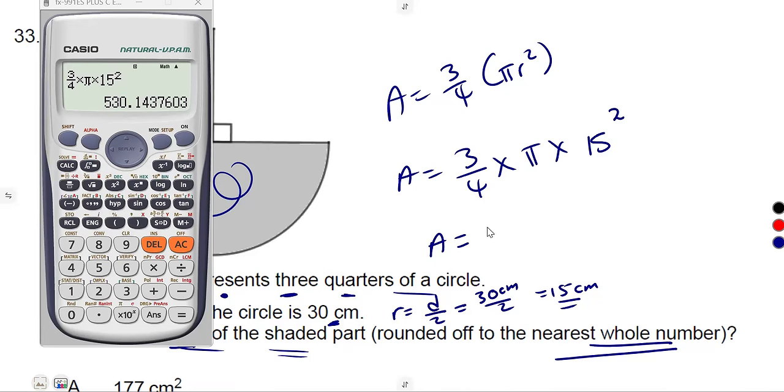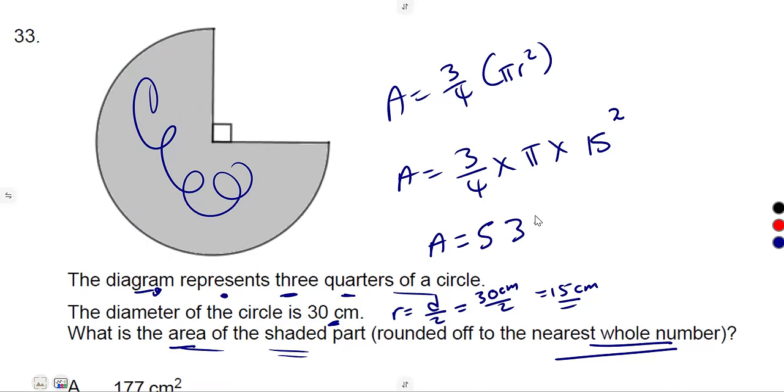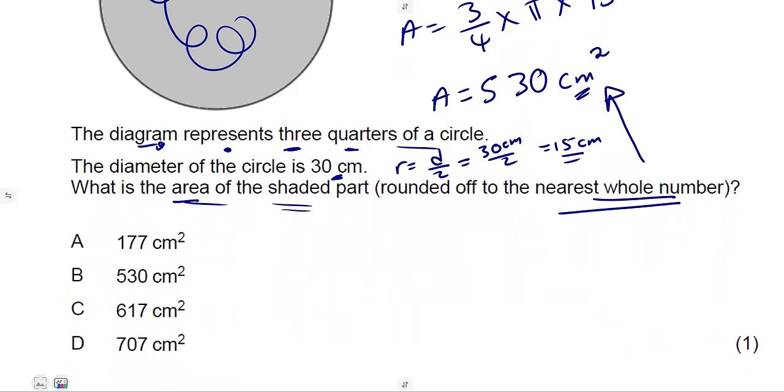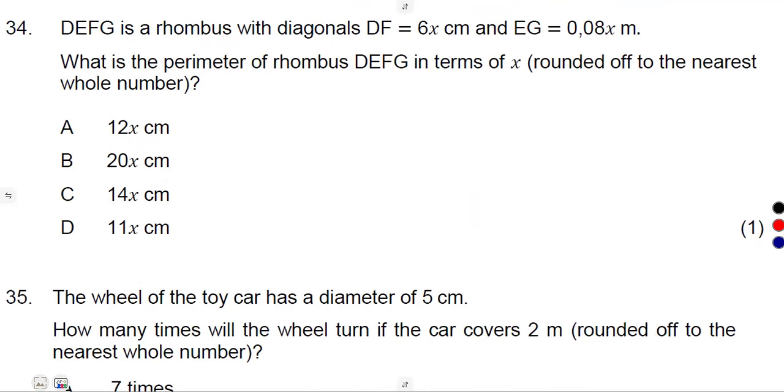So that was going to give us 530. We are talking about area in square centimeters. So that's it to the nearest whole number. So 530 square centimeters. That is on B. So that is how these questions can be given, just be careful on how to attempt them.